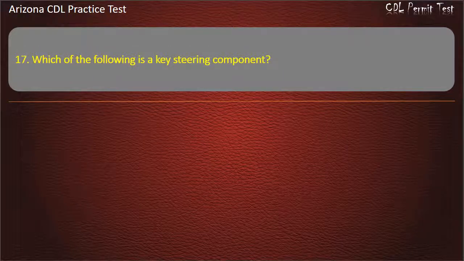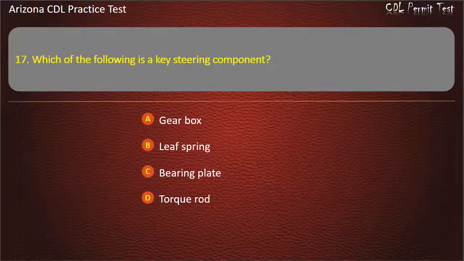Question 17. Which of the following is the key steering component? Gearbox. Leaf spring. Bearing plate. Torque rod. Answer. Gearbox.